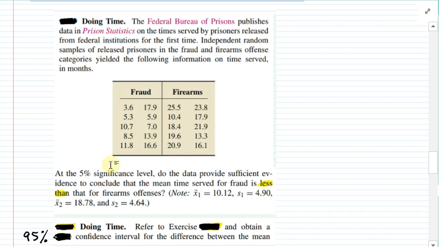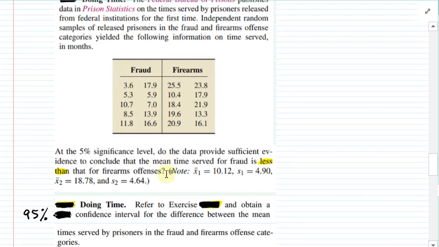Okay, and here at the 5% significance level, that's our alpha, do the data provide sufficient evidence to conclude the mean time served for fraud is less than that for firearms offenses? Now they give you some statistics here. Don't worry about these numbers, because what we're going to do is input this information into Minitab and run our procedure in Minitab. Okay. And then later we're going to do a 95% confidence interval for the same thing.